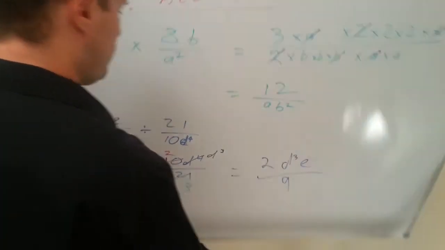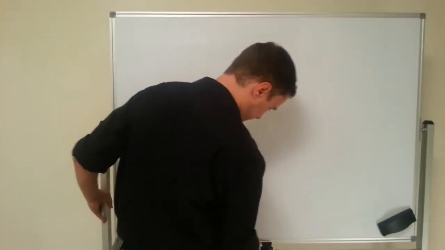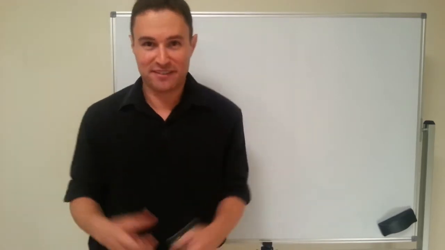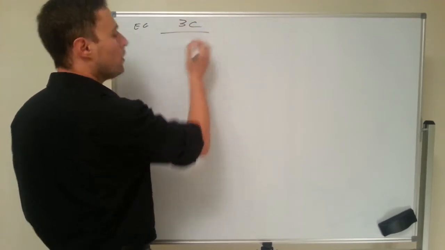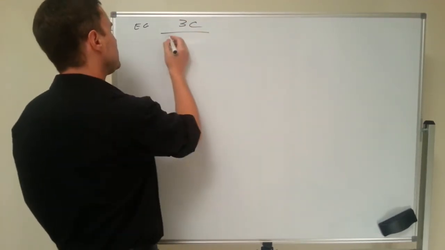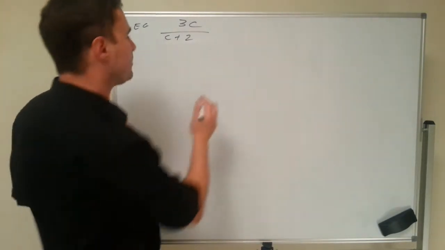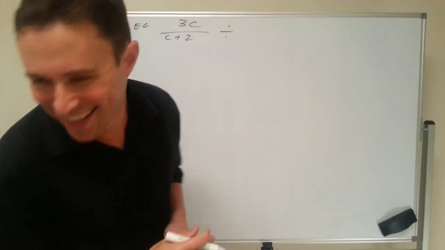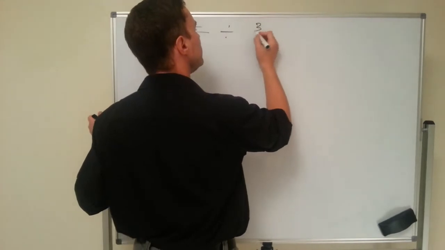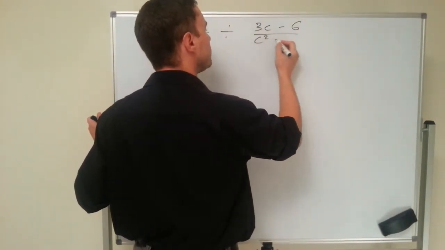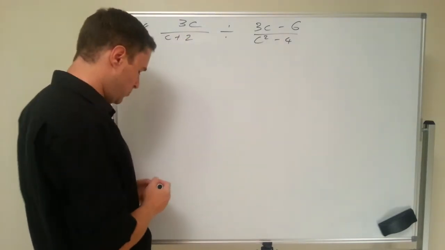Right. So that one, those two, not too bad. You shouldn't have had too much issue with those. But now this one, this is where the challenge comes in, which is fun. Okay, so I've got 3c over c plus 2, divided by 3c minus 6 over c squared minus 4. I want to use this because I'm going to get something to cancel and work out nicely.